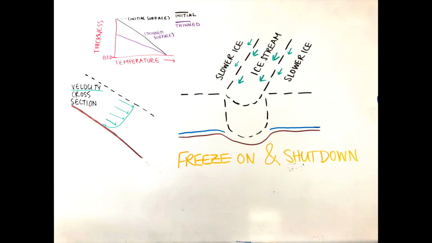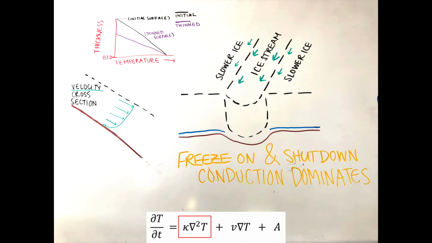The velocity throughout the ice changes as well, because the sliding at the base has been greatly reduced, and so have the velocities throughout the rest of the ice. With a slower moving ice stream, the system is now conduction dominated. As a reminder, conduction is controlled by thermal diffusivity and the thermal gradient.